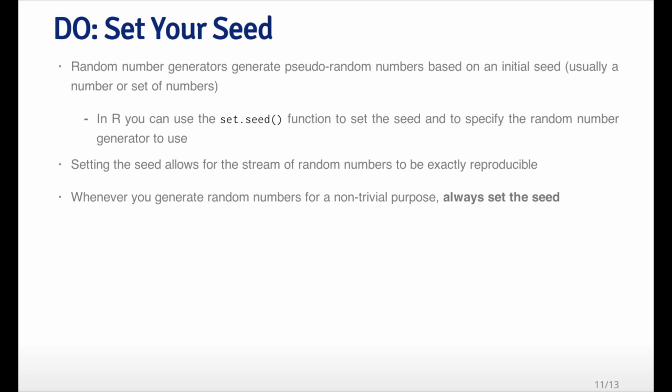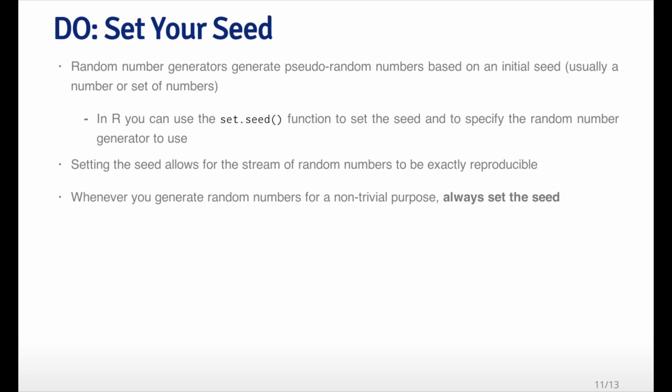This one is a very specific issue, but it's very important because it can lead to very non-reproducible results. If you ever generate random numbers, almost all random number generators will generate pseudo-random numbers based on something called a seed. The seed is usually a number or a set of numbers that initialize the random number generator, and then the random number generator goes in a sequence and generates random numbers based on the seed.